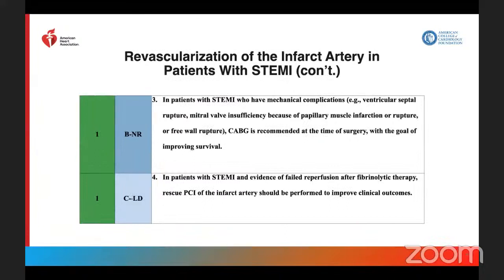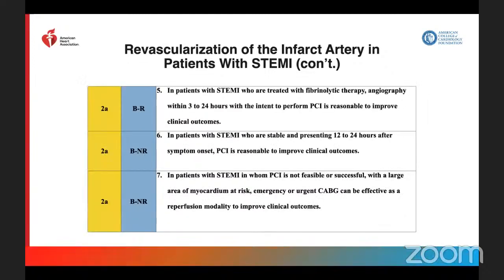Three, in patients with STEMI who have mechanical complications such as ventricular septal rupture, mitral valve insufficiency because of papillary muscle infarction or rupture, or free wall rupture, CABG is recommended at the time of surgery with the goal of improving survival. Four, in patients with STEMI and evidence of failed reperfusion after fibrinolytic therapy, rescue PCI of the infarct artery should be performed to improve clinical outcome. Also here, both class 1.